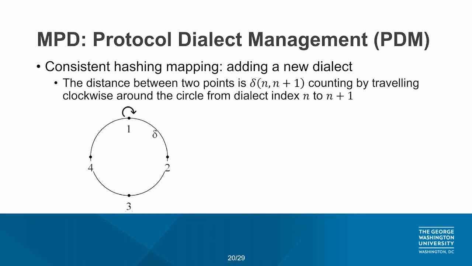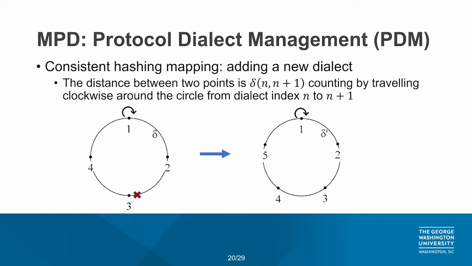This scenario is about adding a new dialect. The circle here represents the pseudo-random number ranging from 0 to its maximum when traveling clockwise, and the points on the circle represent different dialects. The distance between 2 points is delta, counting by traveling clockwise around the circle from the dialect index n to n+1. So if we assume there is a pseudo-random number located here on the circle, it will be assigned to the dialect number 2.